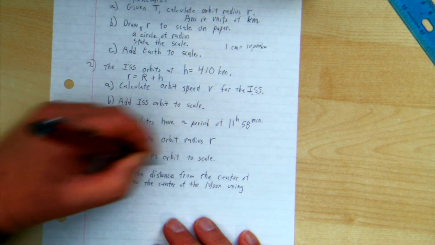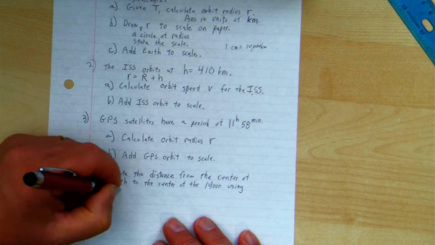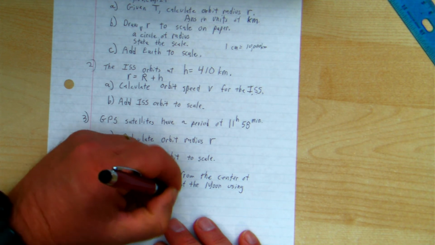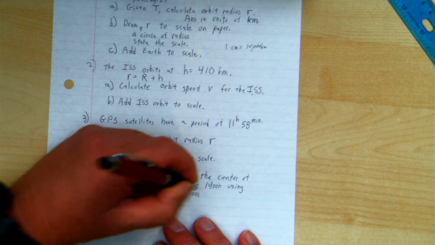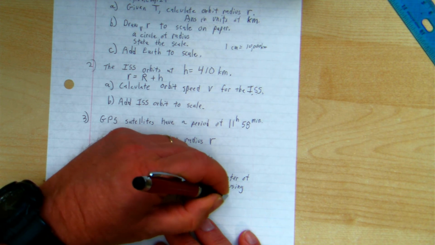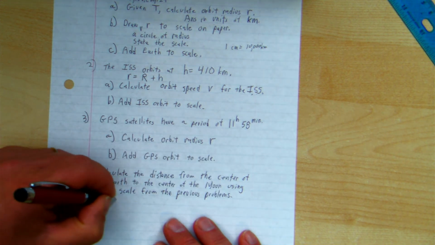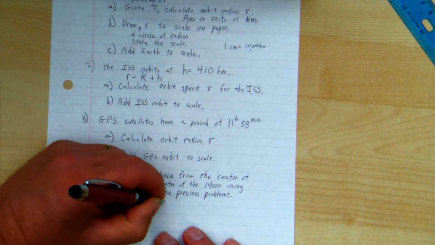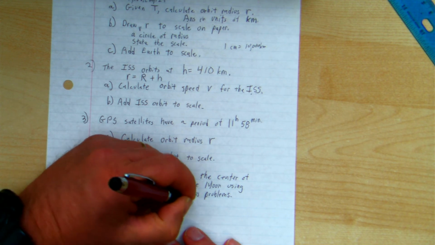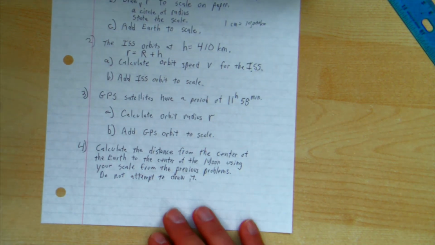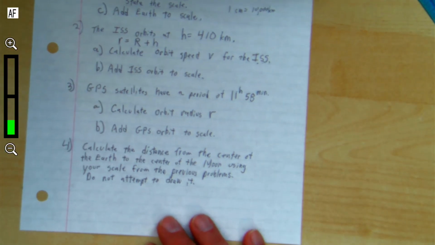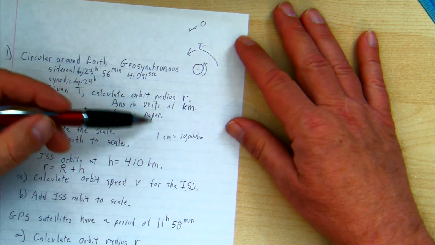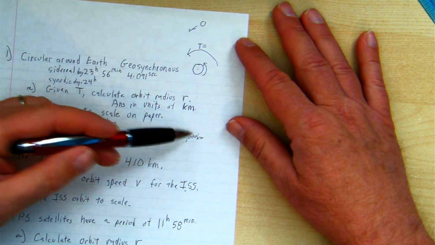using your scale from the previous problems. Do not attempt to draw it. But I do want you to calculate it and tell me, all right, so if my scale, let's say this example, let's say I decided my scale is 1 centimeter is 10,000 kilometers.